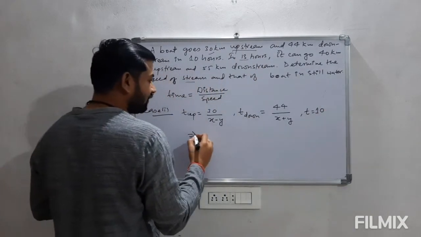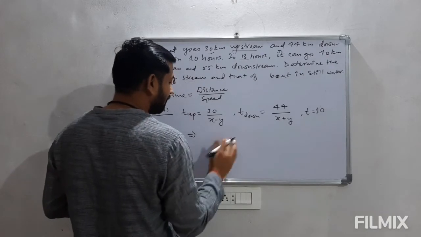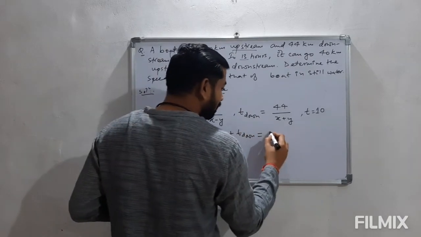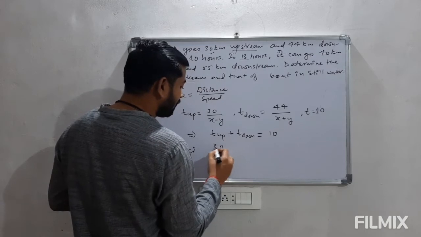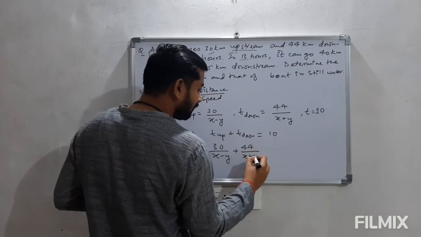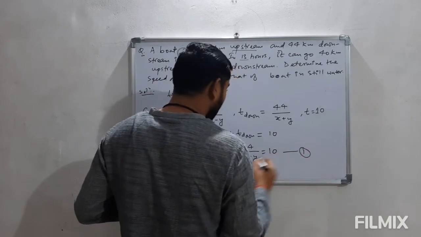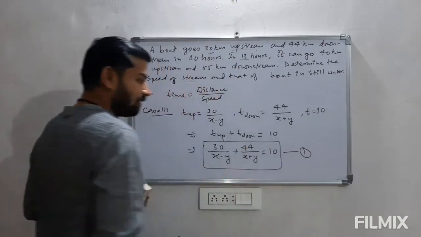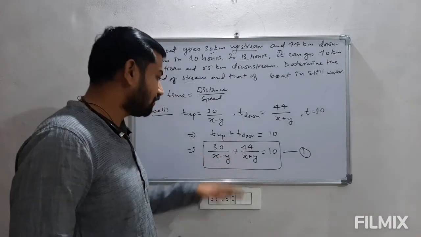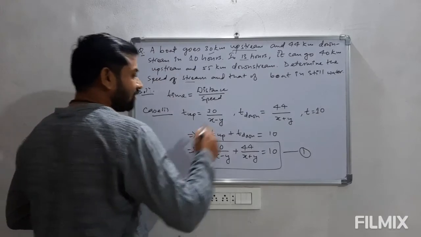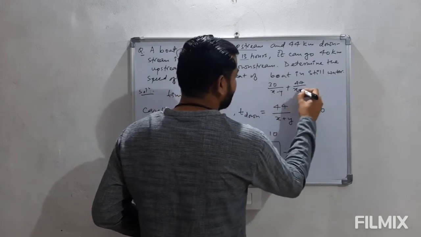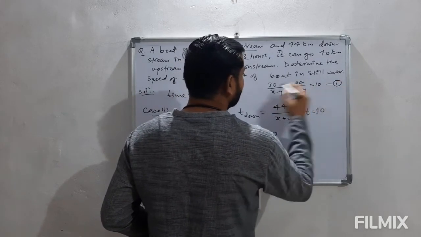So from here we get one equation: time taken in upstream plus time taken in downstream is total 10. Substituting the values, we get 30 upon x minus y plus 44 upon x plus y is equal to 10. This is our first equation, and clearly it is reducible to linear form, so we can solve it further. Let me write it here: 30 upon x minus y plus 44 upon x plus y equals 10. This is our first equation.